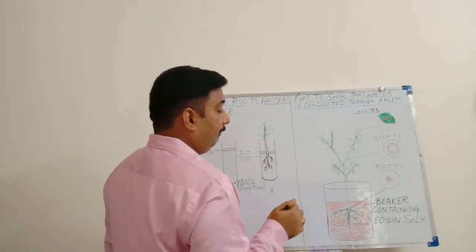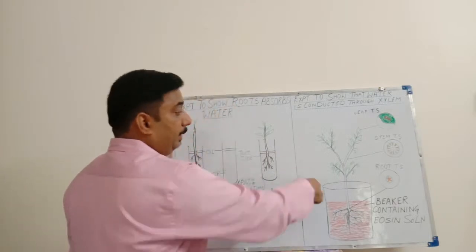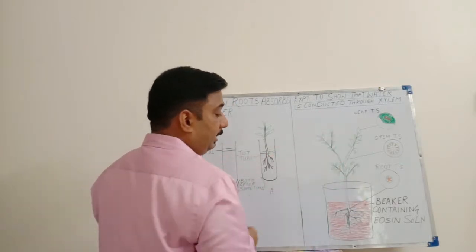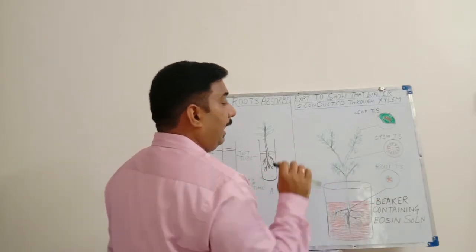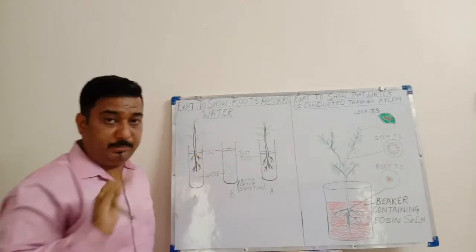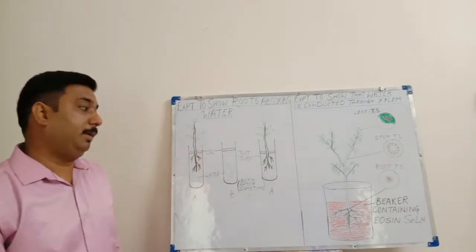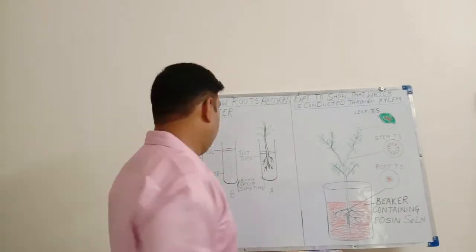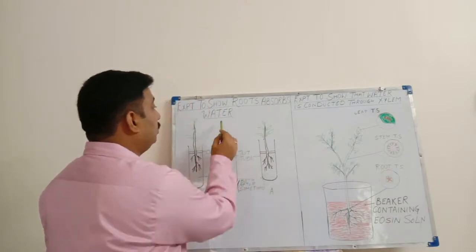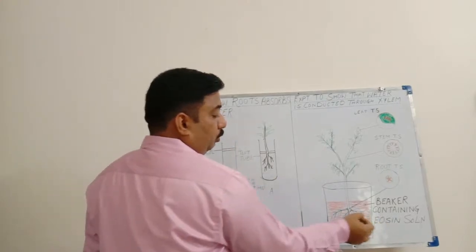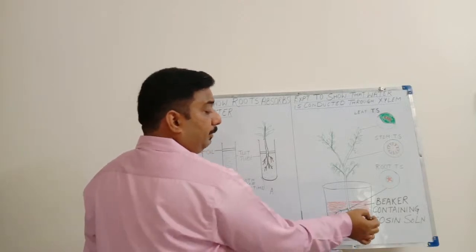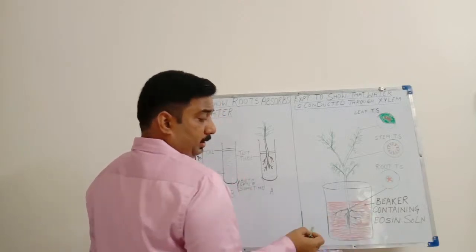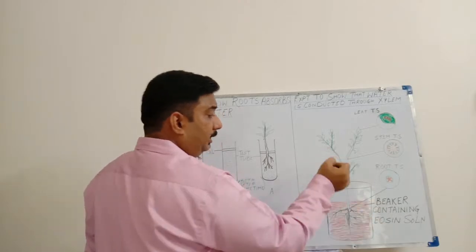After that, we are supposed to take an uprooted plant and immerse that uprooted plant into the beaker. We have to put the whole setup like this, and keep it undisturbed for some time. What will happen? I've told you in the previous experiment that roots will absorb water. In the same way, roots will absorb water. What kind of water will they absorb? The water containing eosin dye. It will absorb that water.